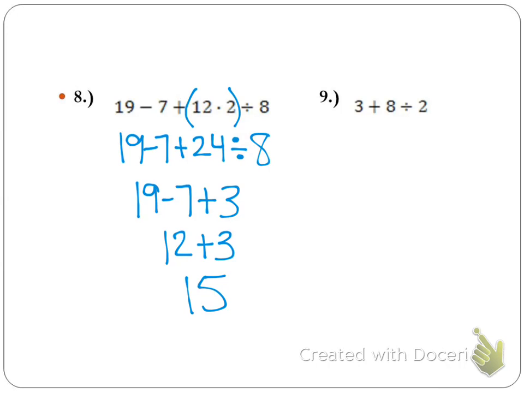Again, 9 is really quick compared to 8. So first thing we do is the division. 8 divided by 2 is 4. 3 plus 4 is 7. Wonderful.